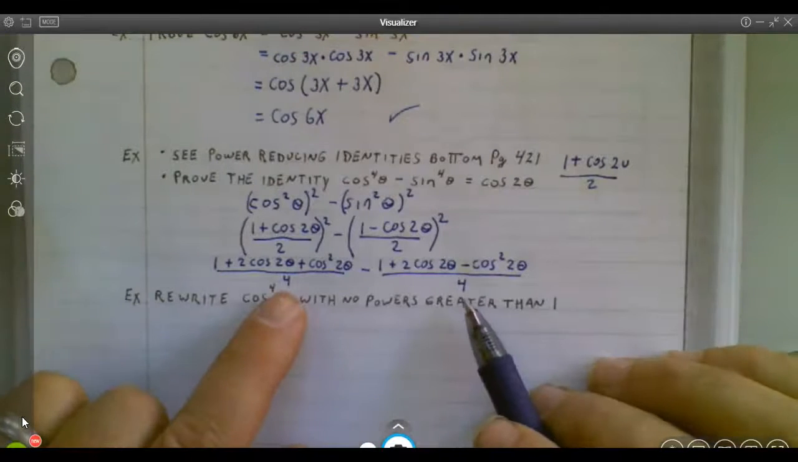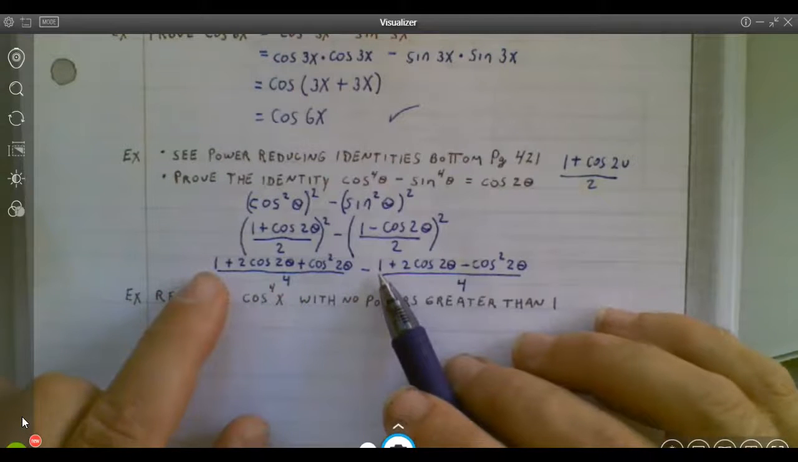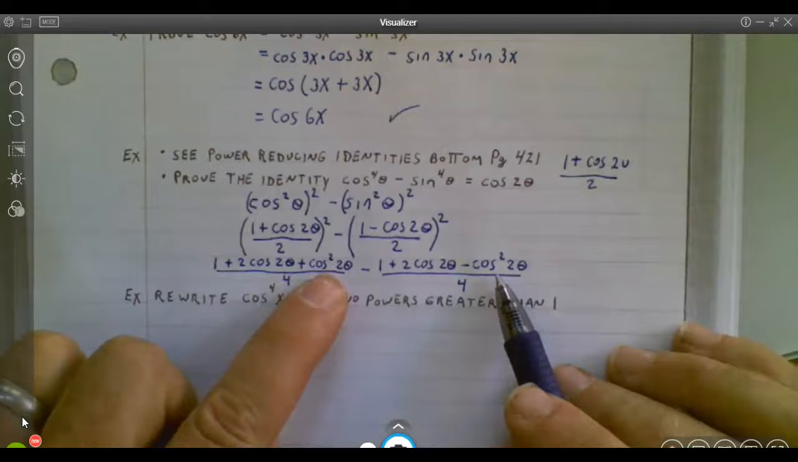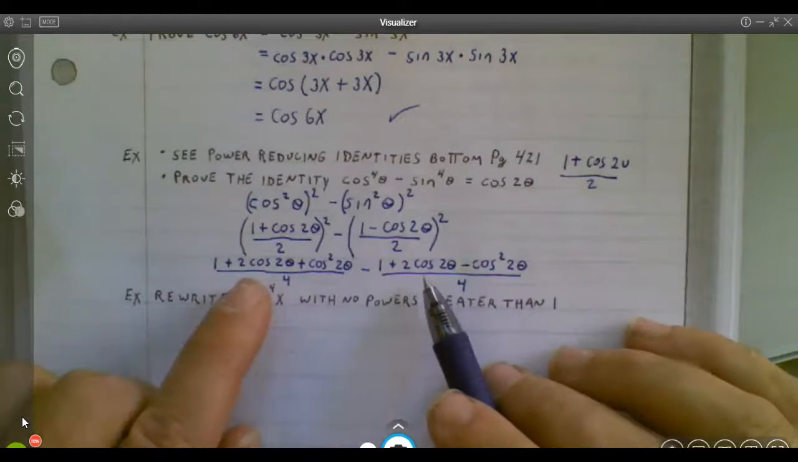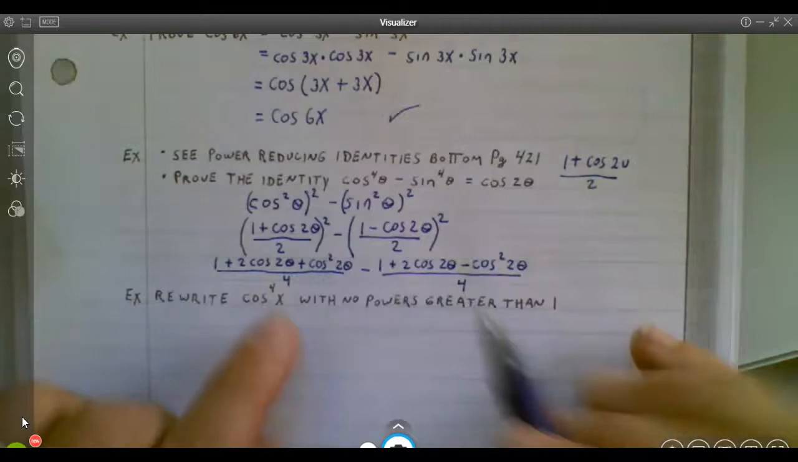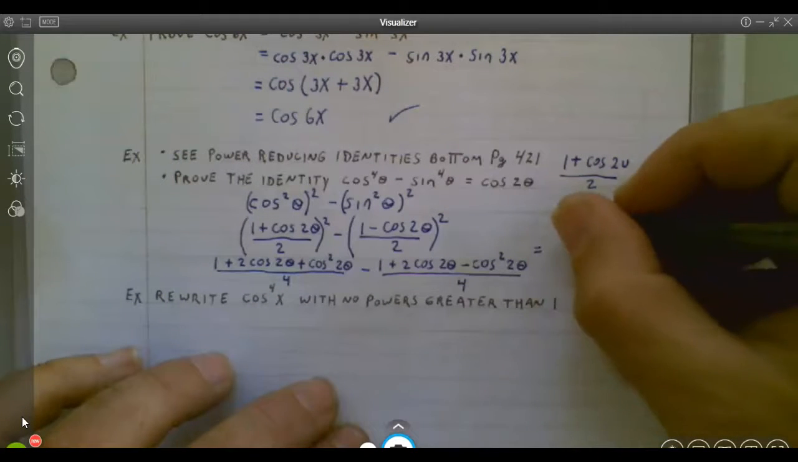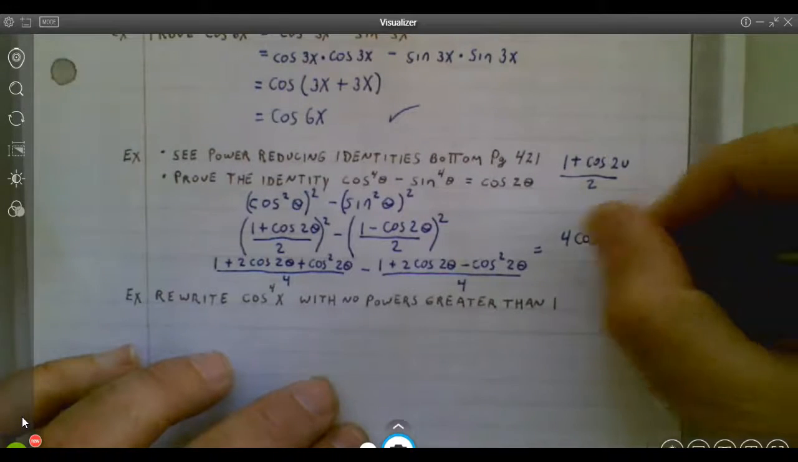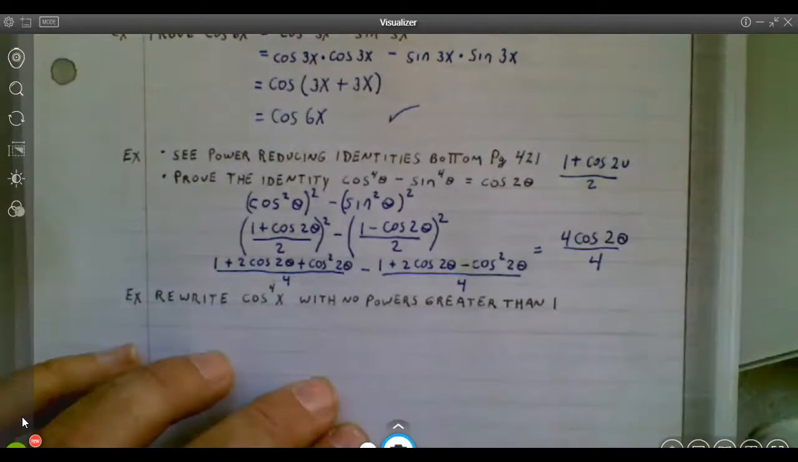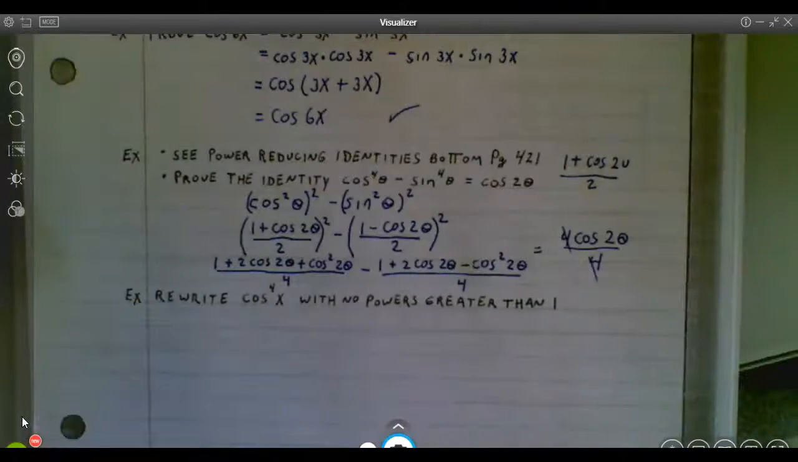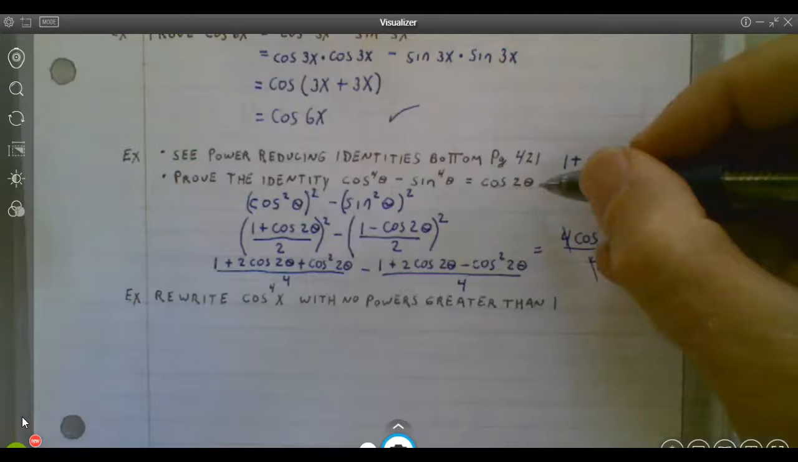These are common denominators, so I can go ahead and combine what's on top. My 1's cancel. My cosine squareds cancel because one's positive, one's negative. All I am left with is a positive 4 cosine 2 theta over 4. And of course my 4's at this point could cancel, and I'm left with just the cosine of 2 theta, which is what we were trying to prove.